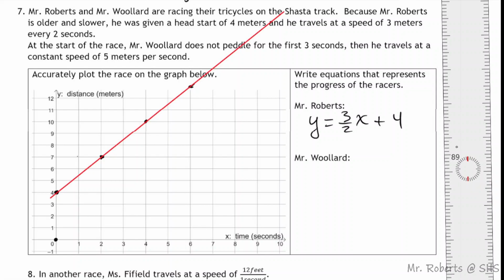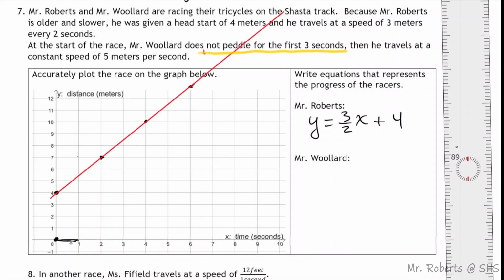The other racer does not need a head start, but the guy's a little bit like, there's no way I'm going to lose this. In fact, I can stand right here at the starting line for the first 3 seconds. So during the first 3 seconds, he does not pedal at all, right? Mr. Woolard does not pedal for the first 3 seconds. So you can imagine right here, he is at the starting line, but watch what happens. On your mark, get set, go. They say go, the gun fires, 1 second, and he has not moved.